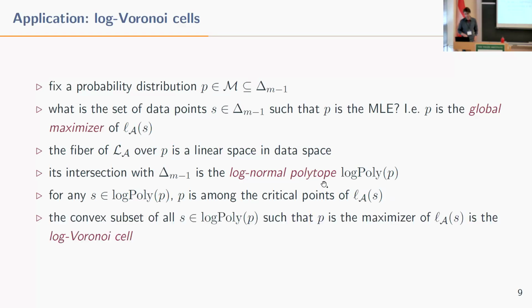So there is a convex subset inside the log normal polytope such that P is actually the maximizer of the log likelihood function. And this convex subset is called the log Voronoi cell. I think this is a very interesting object for statisticians because it tells you how much you can perturb your data so that you still get the same MLE.